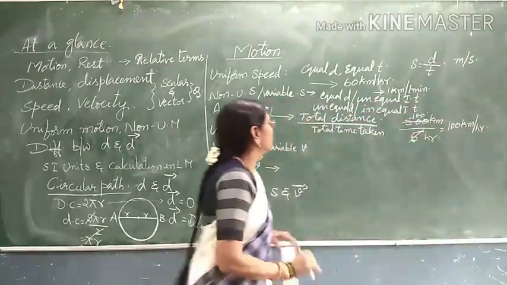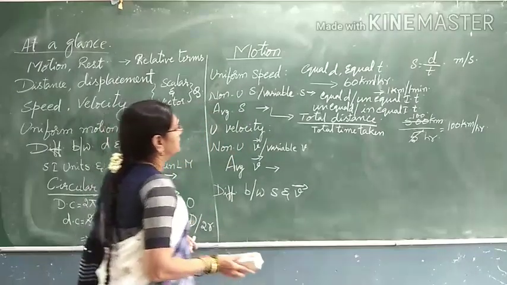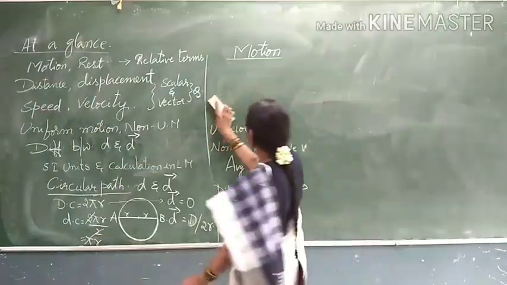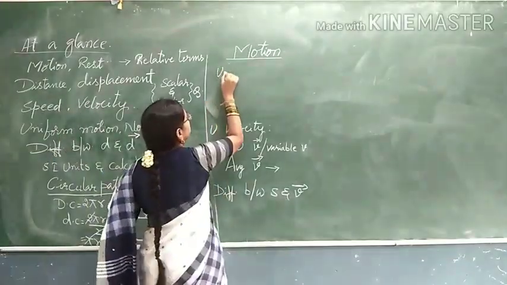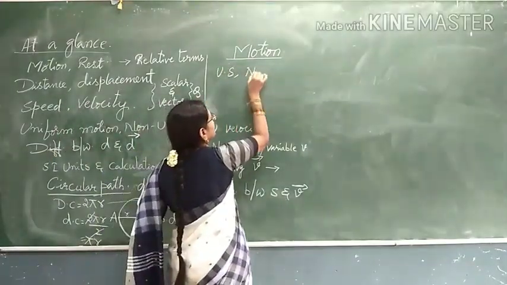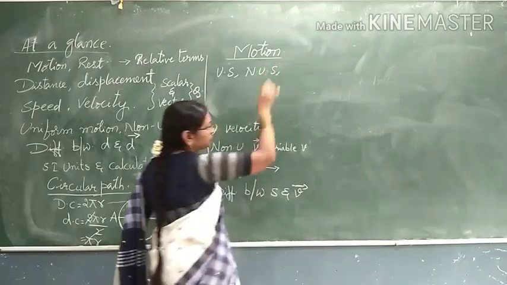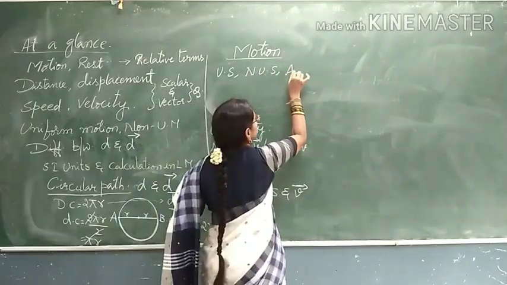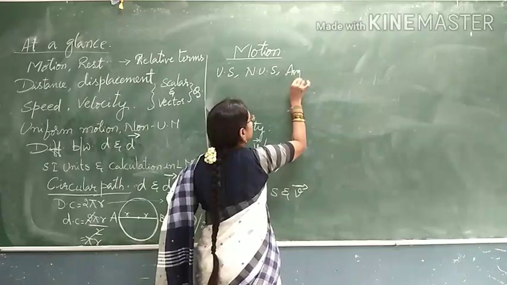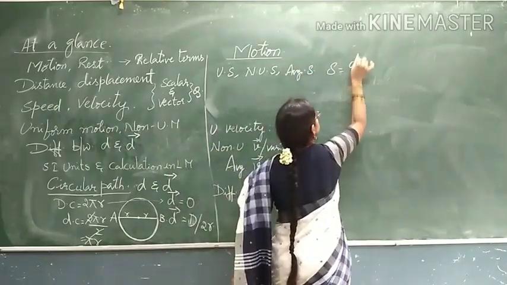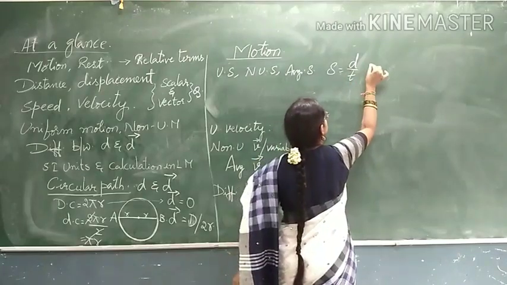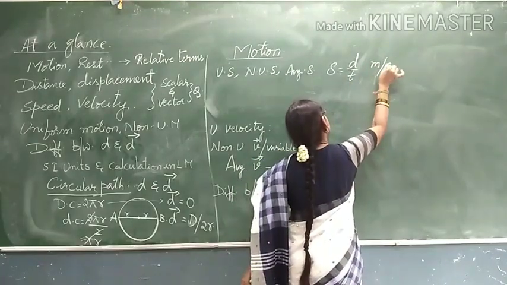Understood? Now, once again, a glance: uniform speed, non-uniform speed, average speed. Speed is equal to distance by time. The SI unit is meter per second.